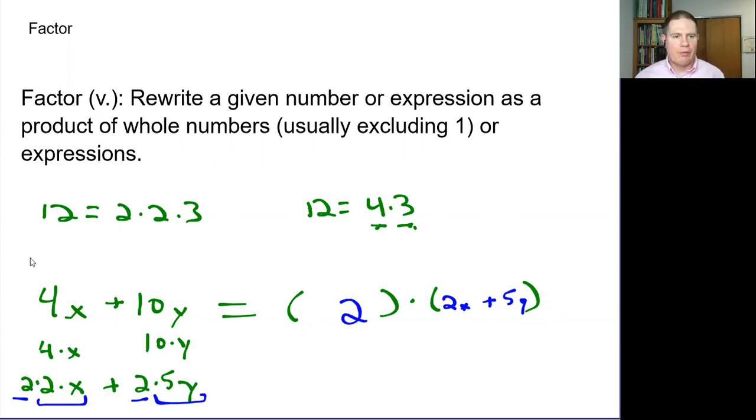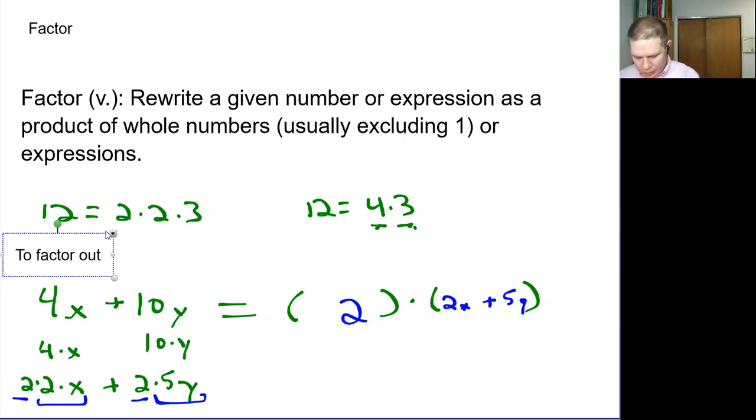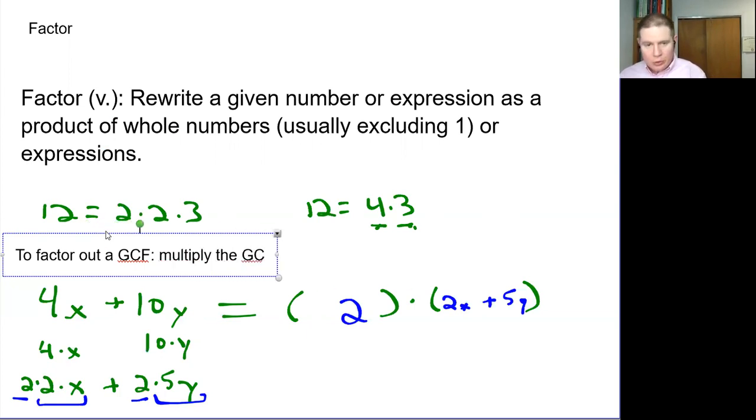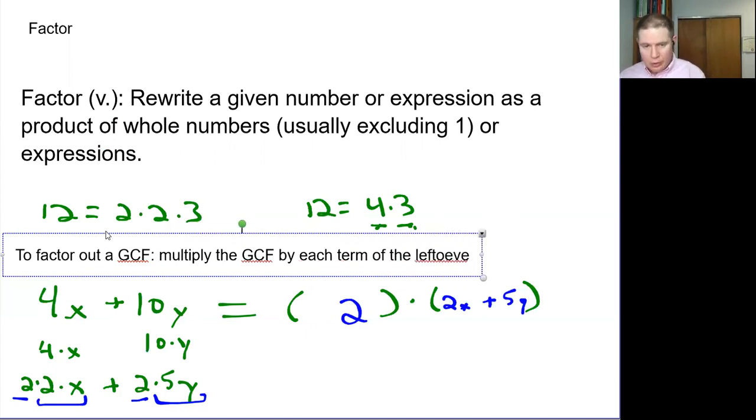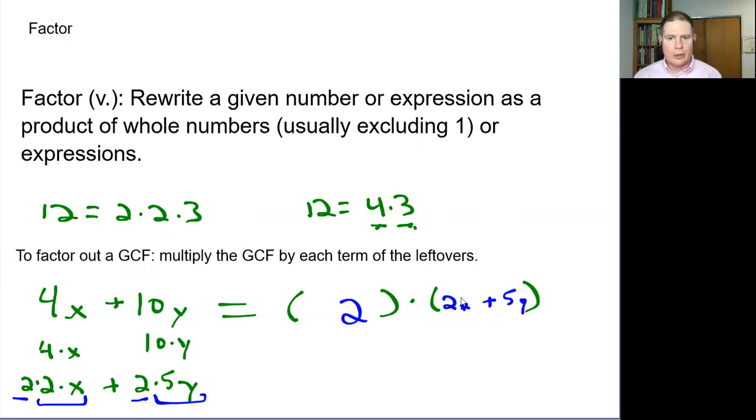So one way to talk about factoring, to factor a monomial, which means a single term factor, right? To factor out a GCF of a polynomial, we're going to multiply the GCF by each of the leftovers. Right? Here's the GCF of these two terms here, 2, and here are the leftovers.